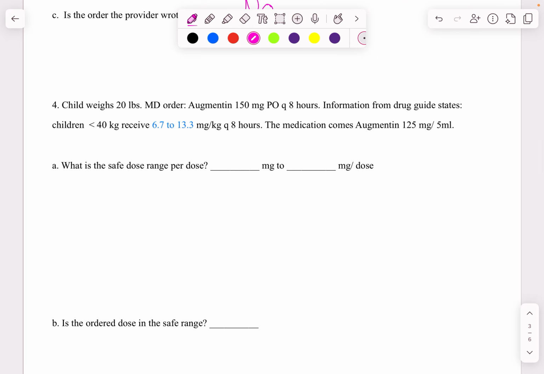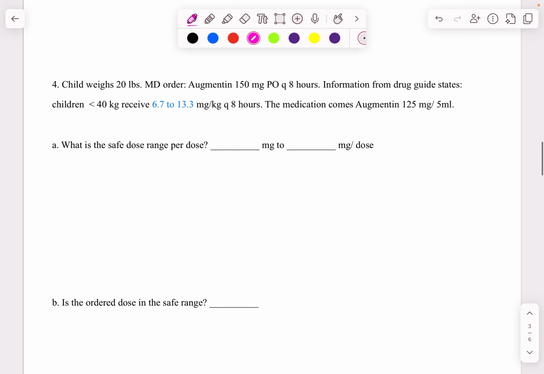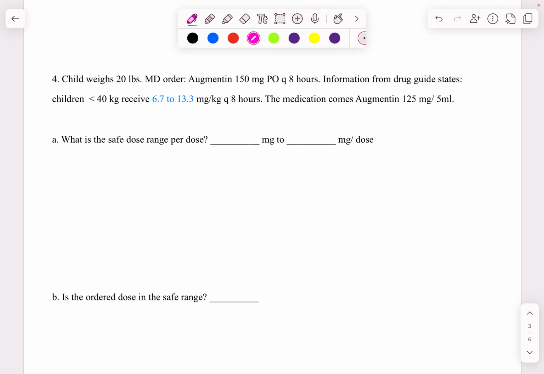A child weighs 20 pounds. The doctor orders Augmentin 150 milligrams by mouth every 8 hours. Information from the drug guide states that children less than 40 kilograms receive 6.7 to 13.3 milligrams per kilogram every 8 hours. The medication comes Augmentin 125 milligrams per 5 mLs. What is the safe dose range per dose? Okay.